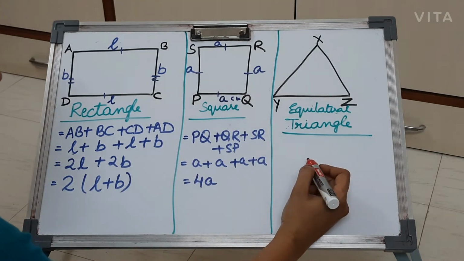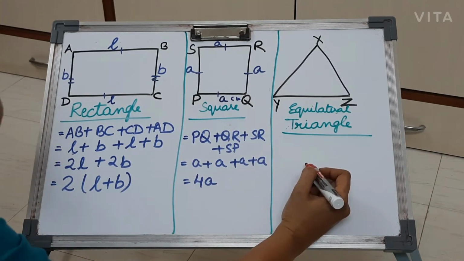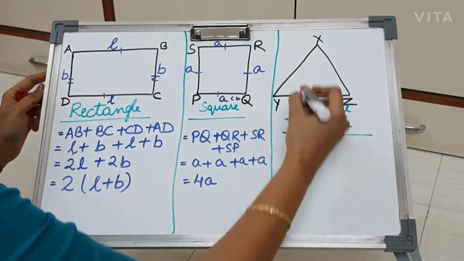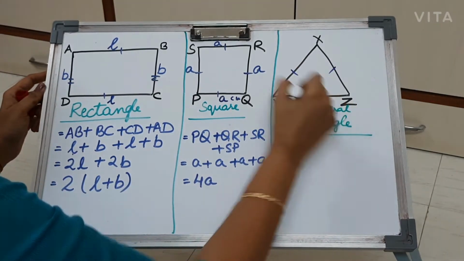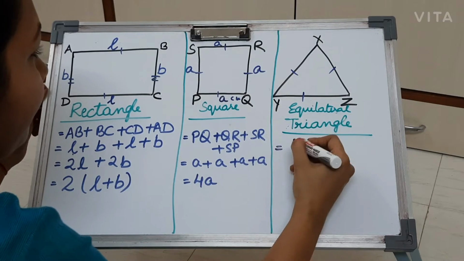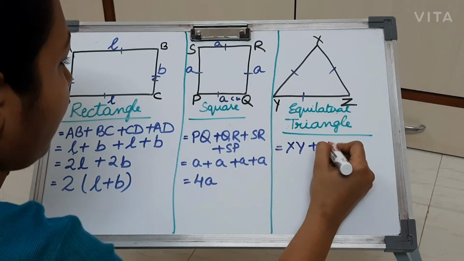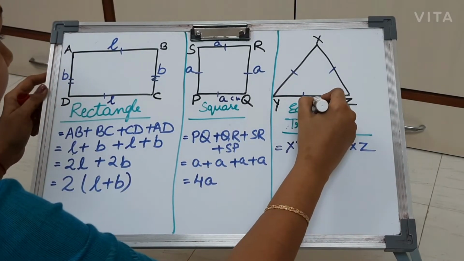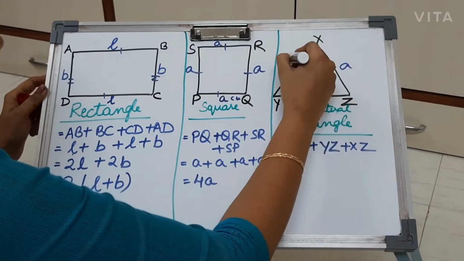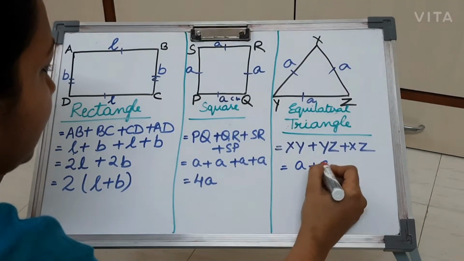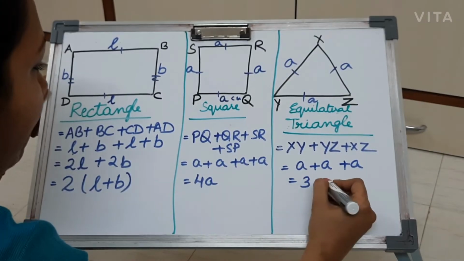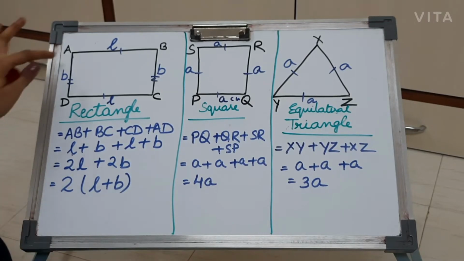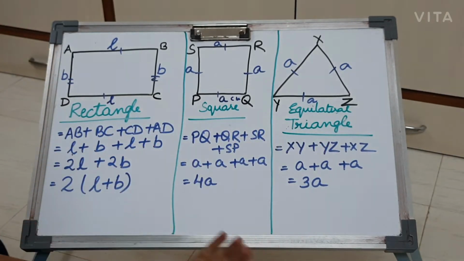Similarly, we will find it for the equilateral triangle. Very simple. The common concept here is that the sum of the boundary walls is the perimeter. Again we will do the same thing here. Equilateral triangle means all the sides are equal. So it will be XY plus YZ plus XZ. Suppose again I take A centimeter for each side. Then A plus A plus A is equal to 3 times A. So this is the simple derivation of the formula. We need not learn it or mug it up. This is the simple summation of the boundary walls of the figure.